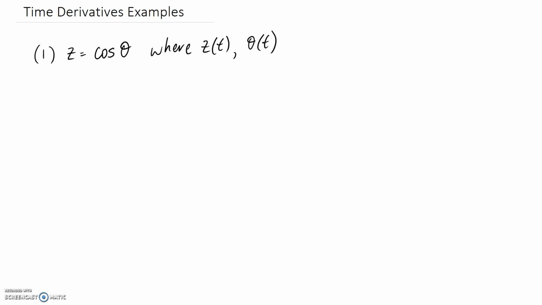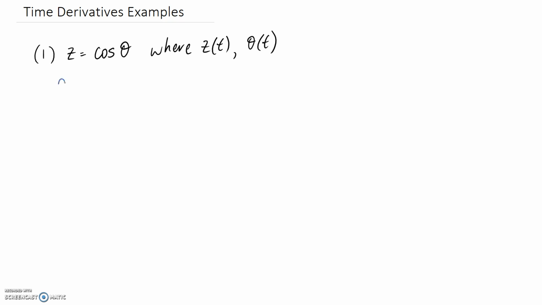Alright, so in this video I'm going to do 4 examples of taking derivatives with respect to time of different functions. So for this first one, we're looking at taking the derivative of z with respect to time, and z is equal to cos theta. Now we're told that both z and theta are dependent on time. So in order to do this one, we need to apply the chain rule.